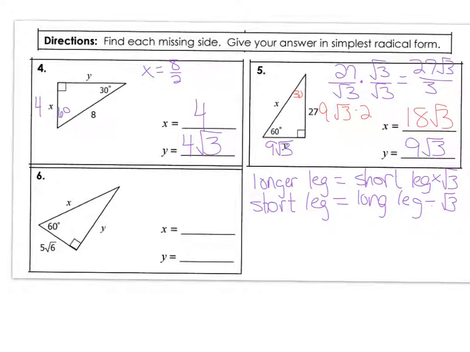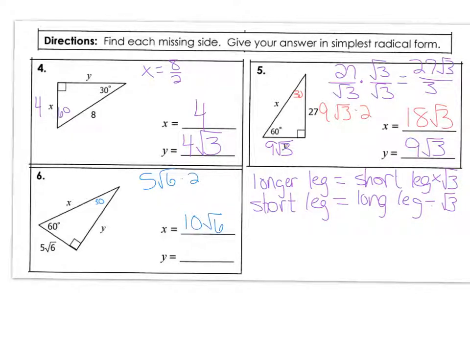All right, let's look at one more. So they give me a right triangle. Here's my 60, which means this angle is 30. So which side did they give me? They gave me the side across from the 30, which is the short leg. Now, if I know the short leg, the hypotenuse is easy, right? What do I do? I double it. So 5 root 6 times 2, I get 10 root 6.